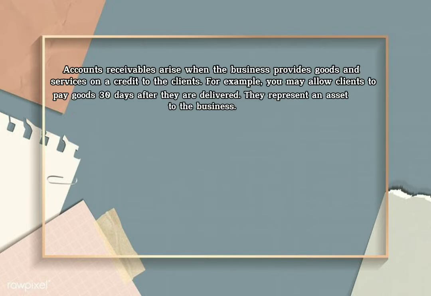Accounts receivable arise when the business provides goods and services on a credit to the clients. For example, you may allow clients to pay goods 30 days after they are delivered. They represent an asset to the business. So para ma-identify yung average age of receivable and potential losses from clients, businesses regularly prepare the accounts receivable aging report. This allows them to collect these bills as soon as possible to move the money into the bank account.